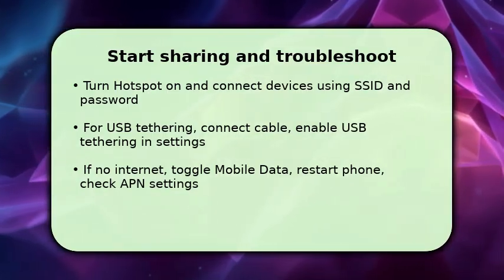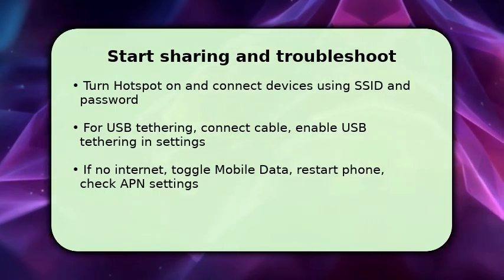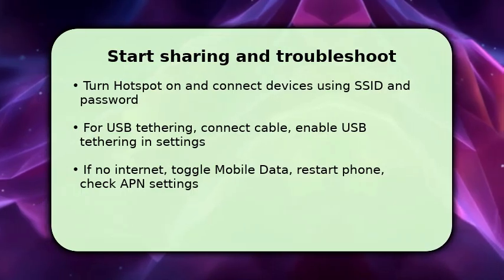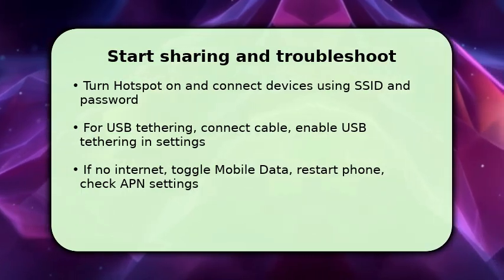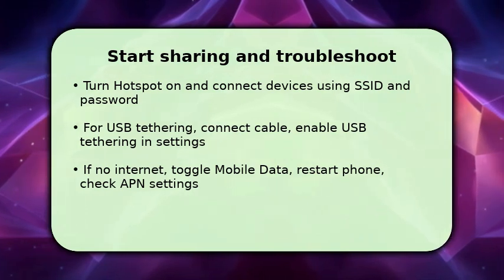Once devices connect, monitor data usage in settings so you avoid overages. If it fails, first toggle mobile data off and on, reboot the phone, and verify APN settings. That single troubleshooting step resolves most carrier or network handoff problems.